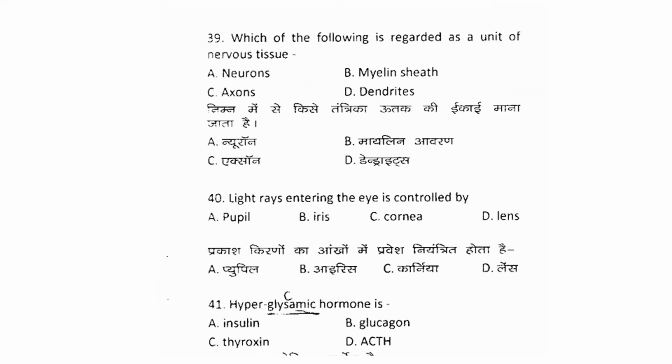Next question is which one of the following is regarded as a unit of nervous tissue? So in nervous tissue, nerve cells are the basic unit. So nerve cells are called neurons. So neurons are the unit of the nervous tissue. Next question is light rays entering the eye is controlled by. So the amount of light entering into the eye is controlled by iris.